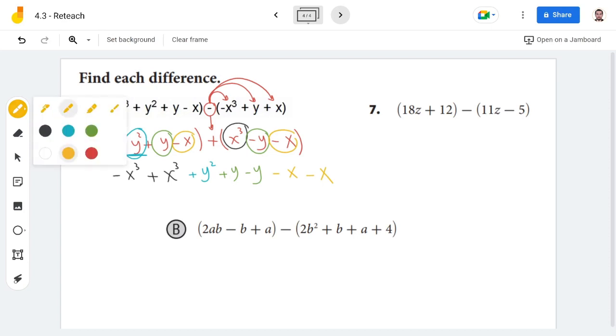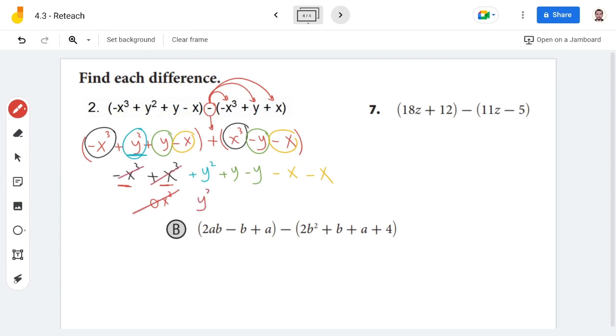Okay, so now let's simplify the question. Let me change it to red. Now negative x cubed with x cubed is equal to 0, so they cancel each other. Then we have plus y squared. Now 1y minus 1y is also 0, so we don't need it. Minus 1x, minus 1x equals minus 2x. So my answer is y squared minus 2x.